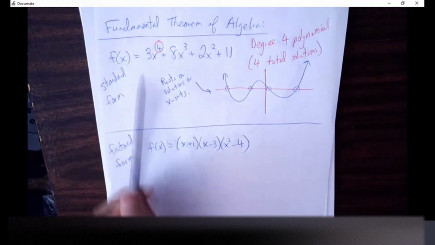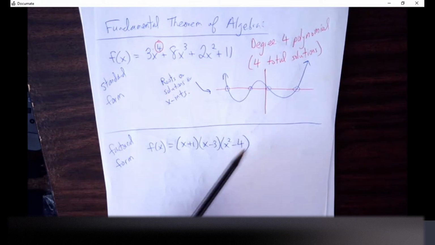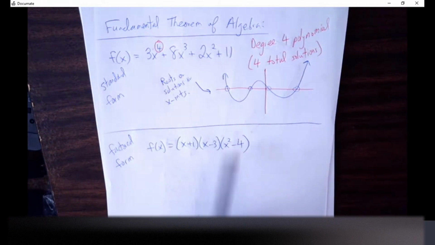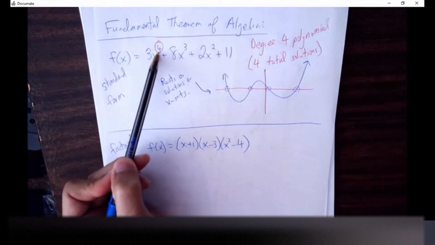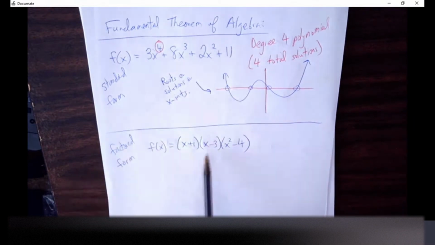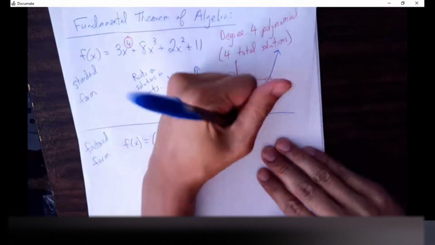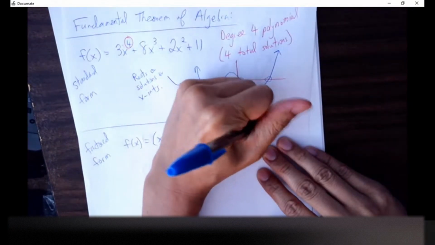So we count the solutions a little differently, but if we were to get rid of all the parentheses and multiply everything out, it would be a nice number like this. But if it's in factored form, we have to count 1, 2, 3, 4. So this is a degree 4 polynomial.